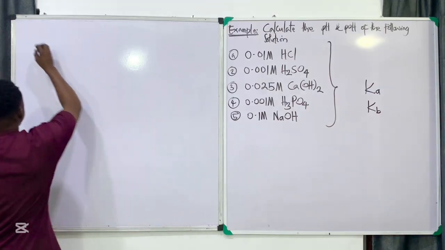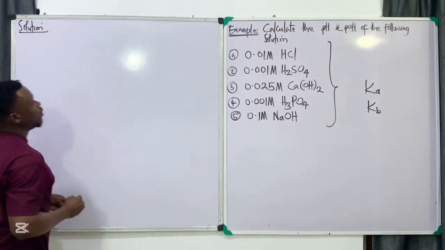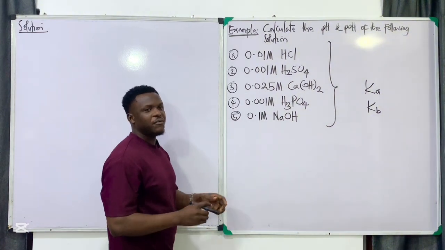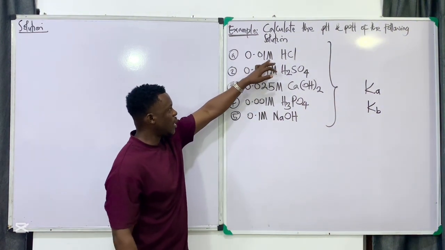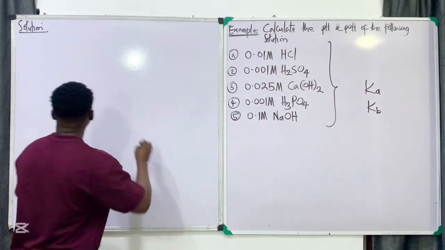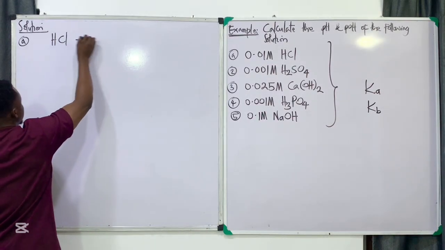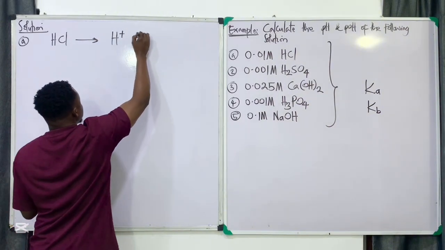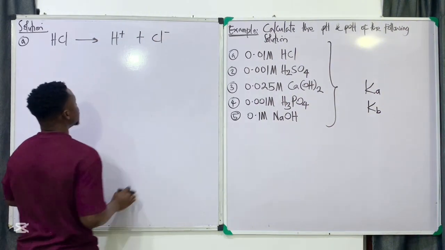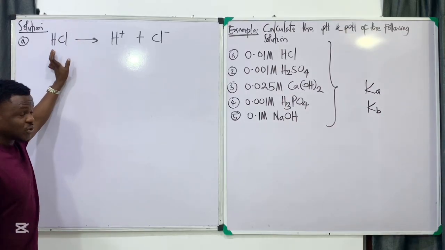Now, the first one says, calculate the pH and pOH of the following solutions. Now, these are the solutions. The first one is 0.01 molar HCl. So, I'll say for the A, HCl, now you dissociate this guy. We have H plus and Cl minus. This is a strong acid, so you can choose to add water. You can choose not to add water.